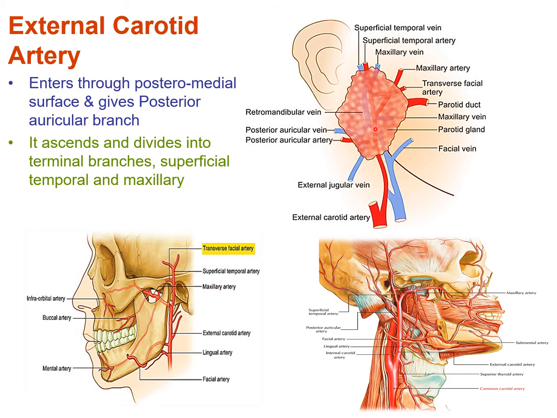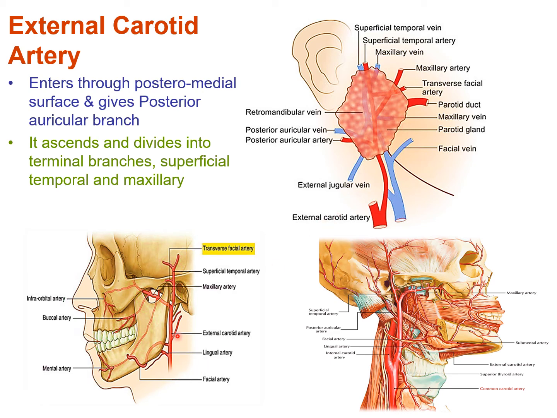The external carotid artery lies in the deepest zone of the parotid gland and it enters the parotid gland through the posteromedial surface, a groove on the lower part of the posteromedial surface, where it gives a posterior auricular branch. It further ascends and it divides into terminal branches, that are the maxillary artery and the superficial temporal artery. If we see, the superficial temporal artery gives a branch, that is the transverse facial artery, which emerges through the anterior border of the parotid gland.